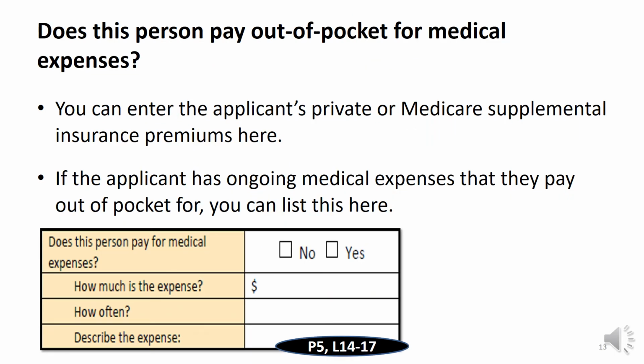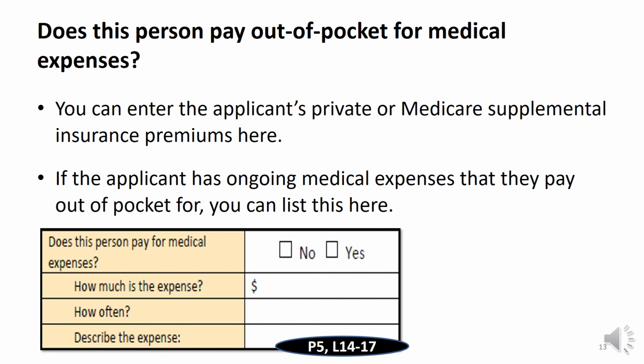Does this person pay out of pocket for medical expenses? You can enter the applicant's private or Medicare supplemental insurance premiums here. If the applicant has ongoing medical expenses that they pay out of pocket for, you can list this here. Members may be able to reduce the amount they owe on their client obligation or on their spend down by submitting receipts for medical costs that are not covered by Medicaid or other insurance.